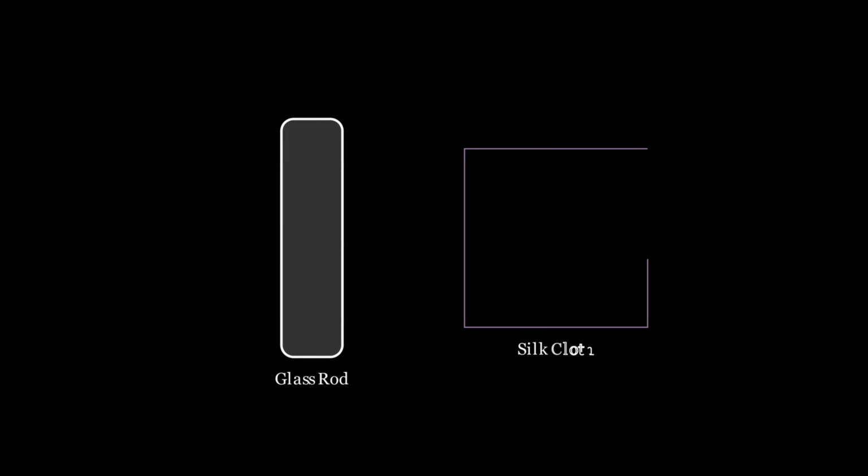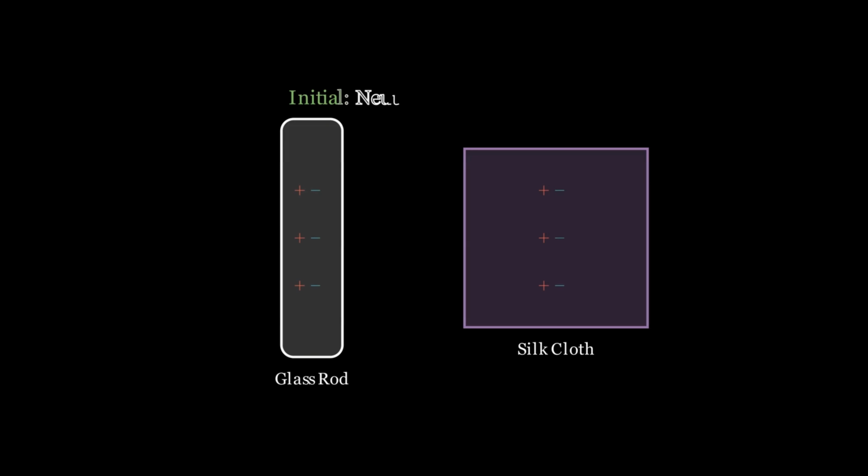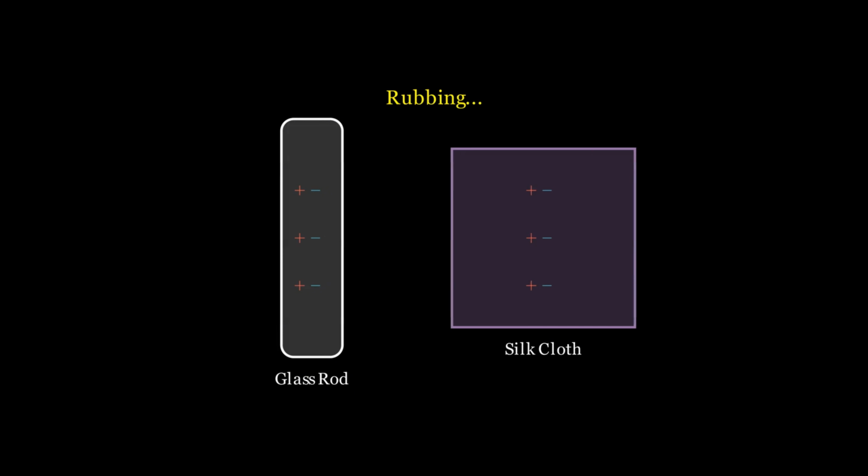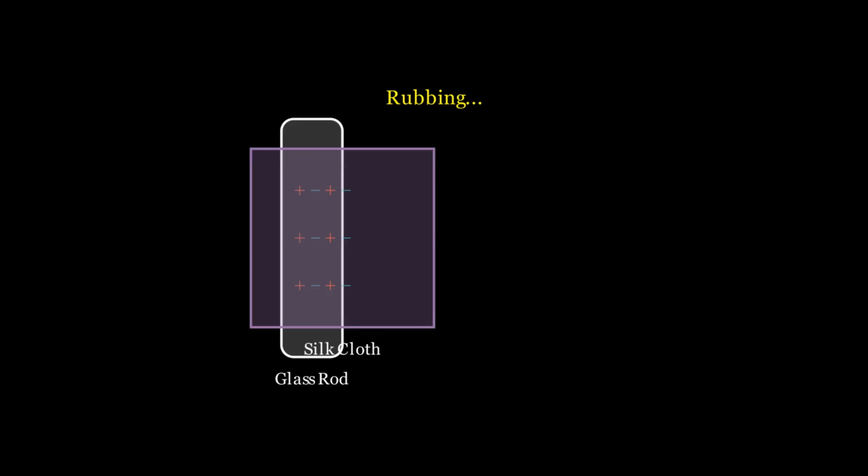Initially, both the glass rod and the silk cloth are neutral. They contain a vast number of protons and electrons, but they are balanced. Every plus has a minus. The net charge of the entire system is zero. Now we apply friction. We rub them together. Friction provides the energy to break the bonds of loosely held electrons. In this specific pairing, glass holds its electrons less tightly than the silk. So the electrons physically move from the glass rod onto the silk cloth.